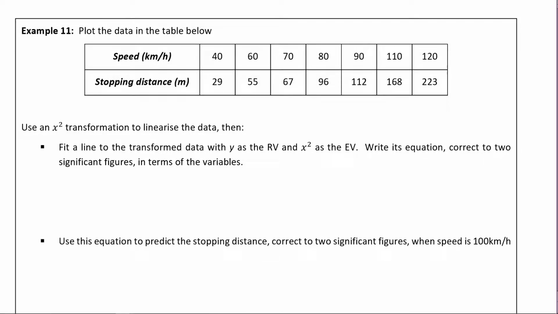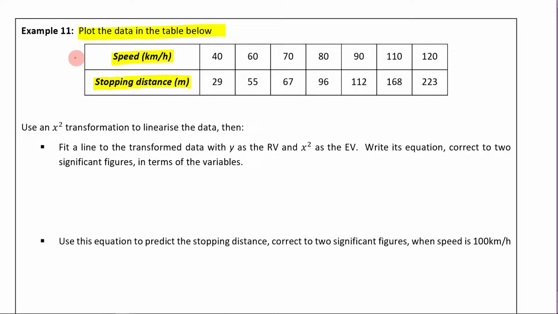We are now going to answer this example before us. It says that we need to plot the data in the table below. So here's our table. We have speed and we have stopping distance. Let's first determine what our explanatory and what our response variable is going to be.